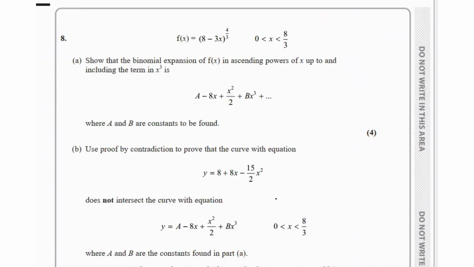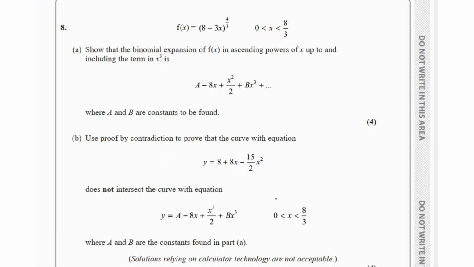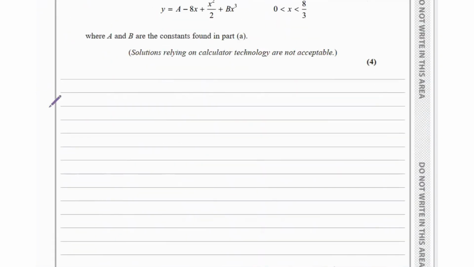Then it says show that the binomial expansion of f of x is, then we have f of x equals 8 minus 3x to the power 4 over 3, where x is between 0 and 8 over 3. We have to show that the binomial expansion of f of x in ascending powers of x up to and including the term in x cubed is a minus 8x plus x squared over 2 plus bx cubed plus so on, where a and b are constants to be found. So for this, we're going to use binomial expansion.